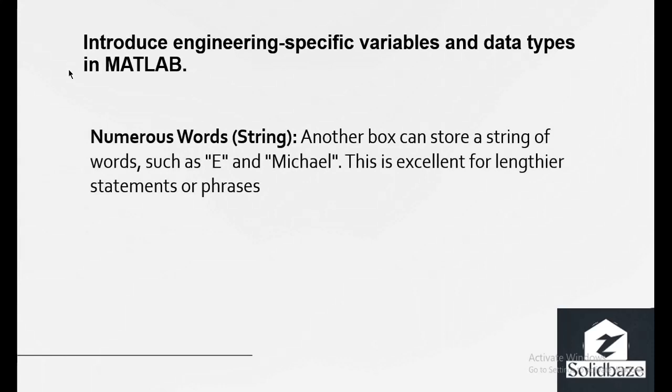Then we have numerous words. Now, when you have more than one word, in our conventional English language, we call it a sentence. But in Matlab, we call it a string. So another box can store a string of words such as Emmanuel and Michael, and this is excellent for lighter statements or phrases in your coding. We can declare it this way: you have your square bracket, your first word, then a comma, a second word, and this is how the syntax for the strings looks like.